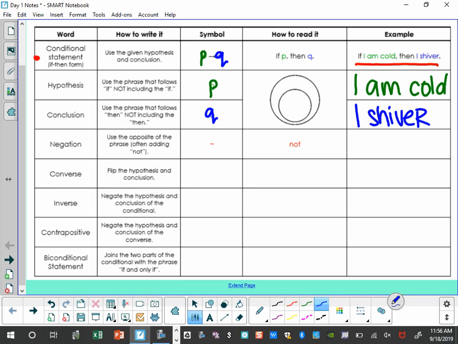All right. Your negation means to negate something. It means the opposite of your statement. You guys can't see it too well, but it's basically like a little squiggly line. Go ahead and make that bigger. And the way we read it is the word not.